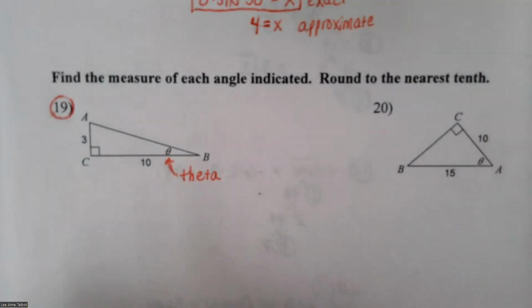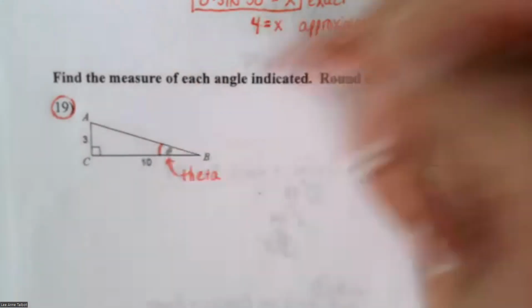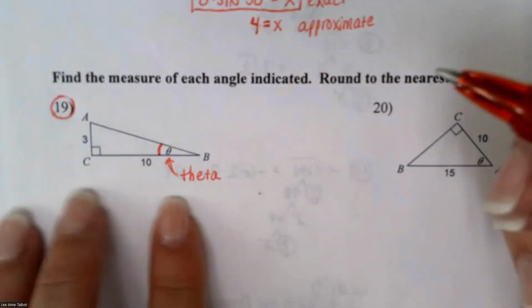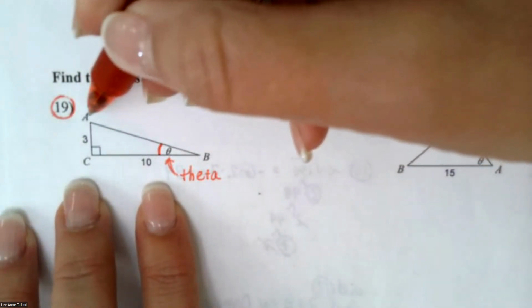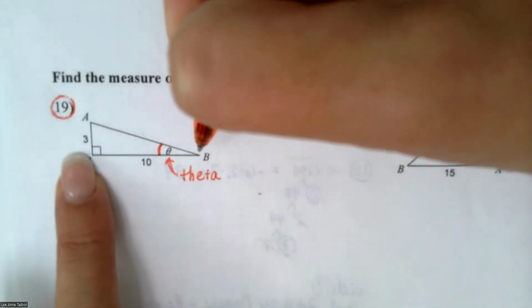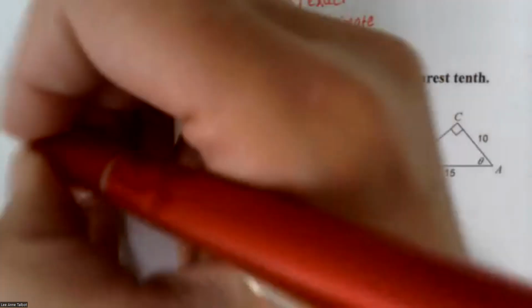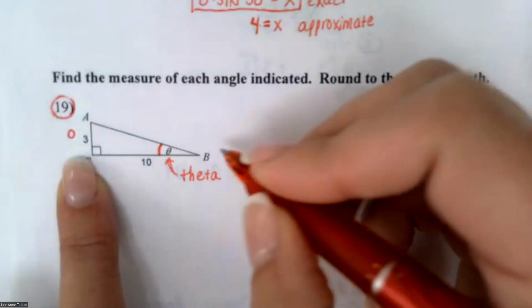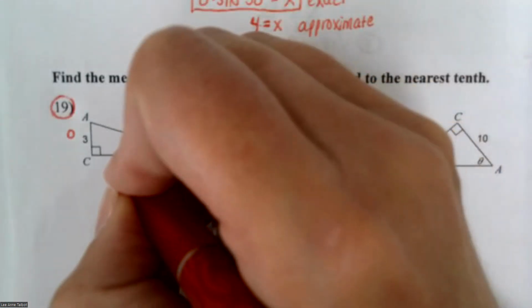You've seen theta before, right? Okay, just checking. All right, so we're looking at theta here. I'm going to mark the angle just for my visuals. And I don't have any label on the hypotenuse, so I'm not going to put an H there. The 3 is across from the theta, so that's opposite. And my 10 is right next to the theta, so that's adjacent.